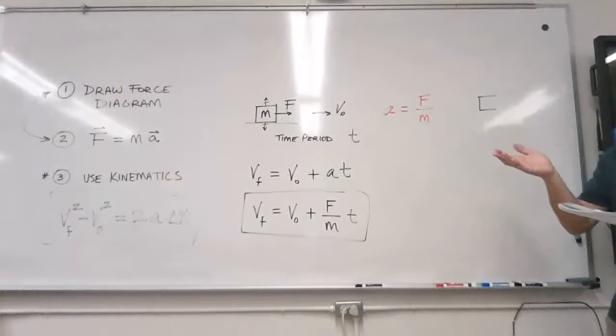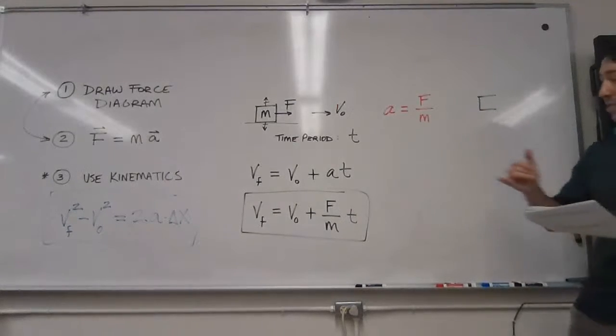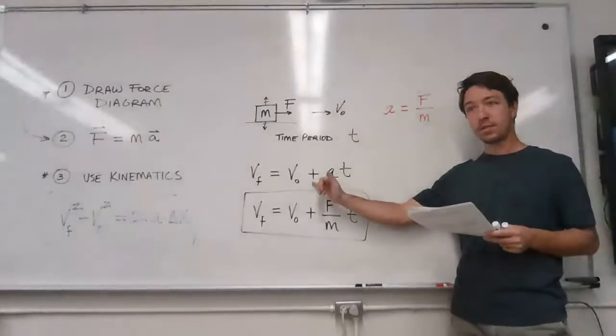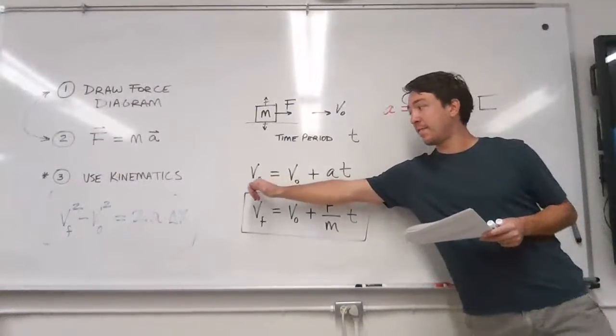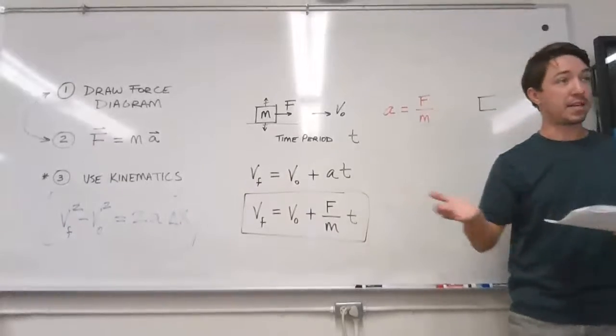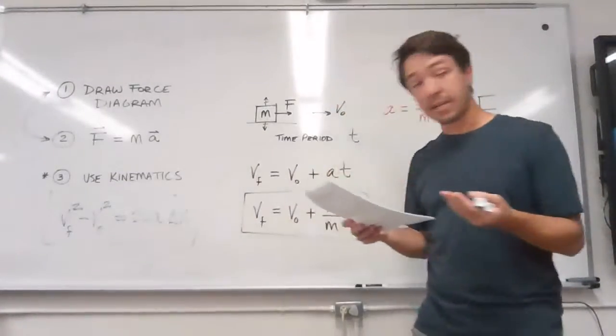So I'll give you a big hint, though. Part A is asking how much time it takes to come to rest. You're probably going to want to use something like this. You have a starting velocity, the ending velocity. You know that if you're coming to rest, what's the ending velocity? 0. And then you can solve for the time.